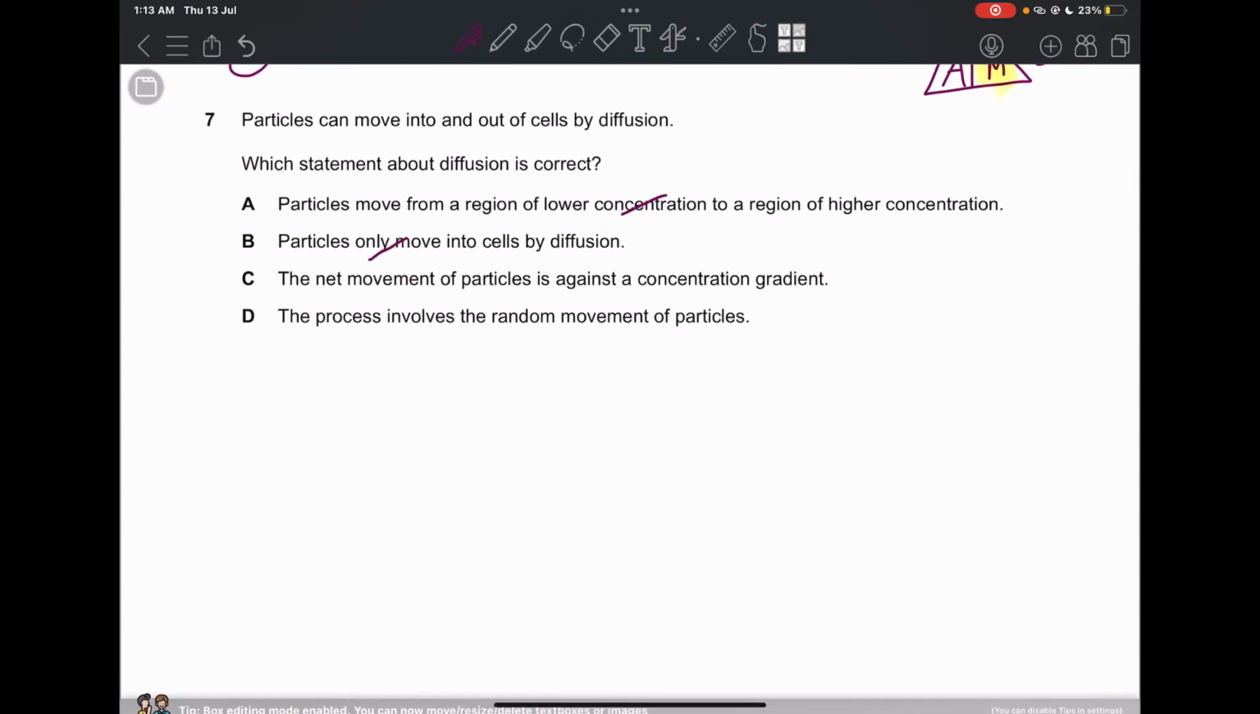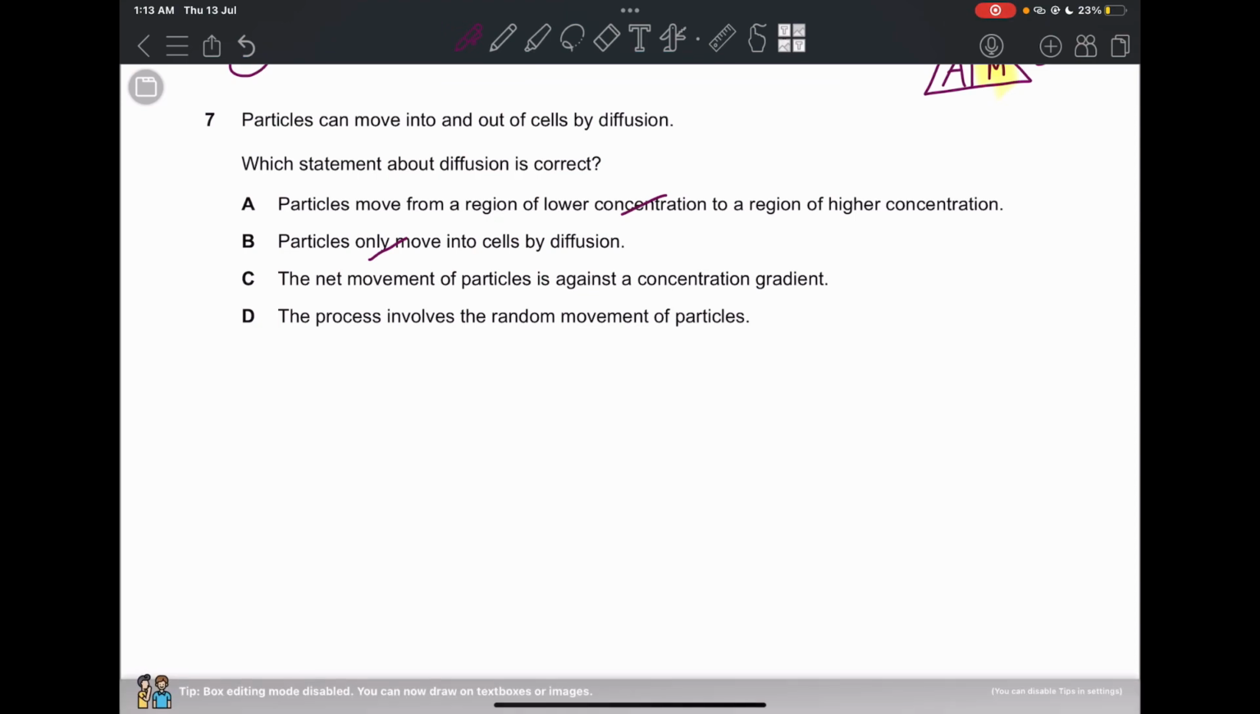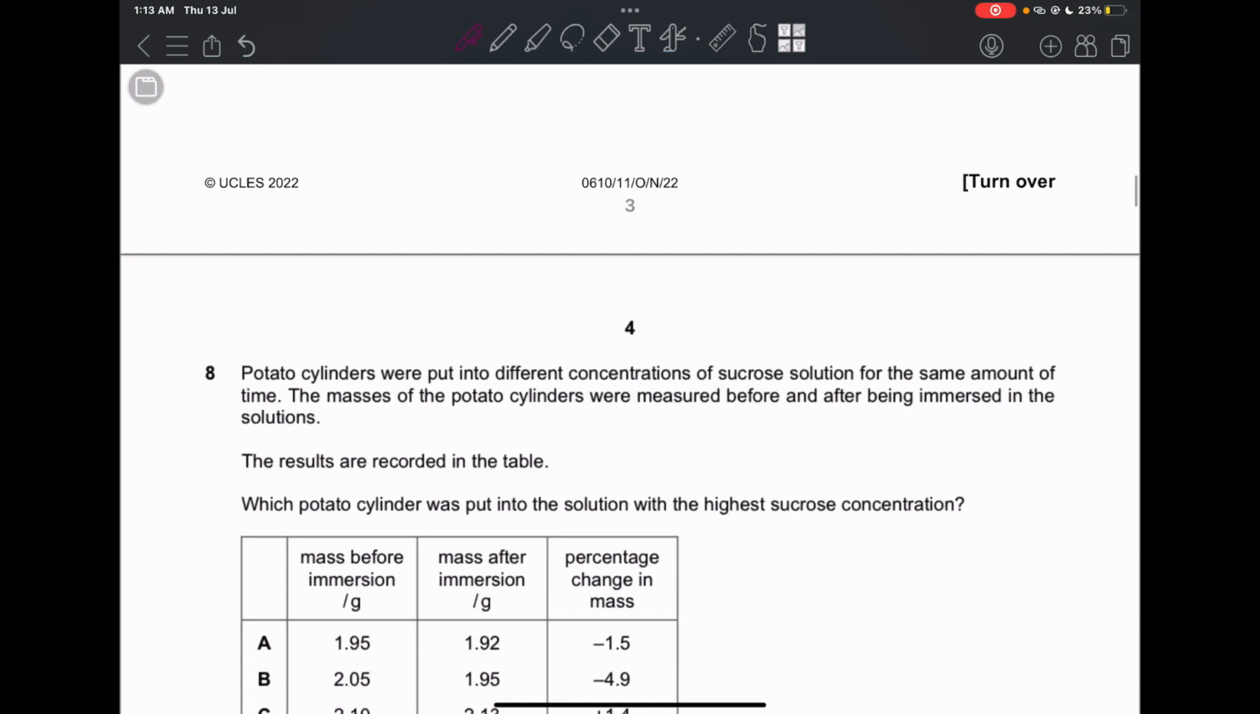C says the net movement of particles is against a concentration gradient. No, it is not. So our only answer that is left is D, which says the process involves the random movement of particles. This is correct because we know that there is random motion and random movement inside the diffusion. So the answer is D.